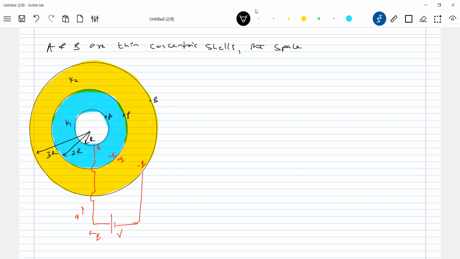The space between them is filled by dielectric materials as shown. K1 is filled from R to 2R, K2 is filled from 2R to 3R.